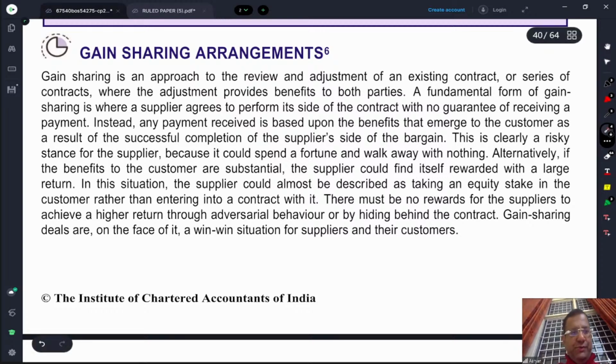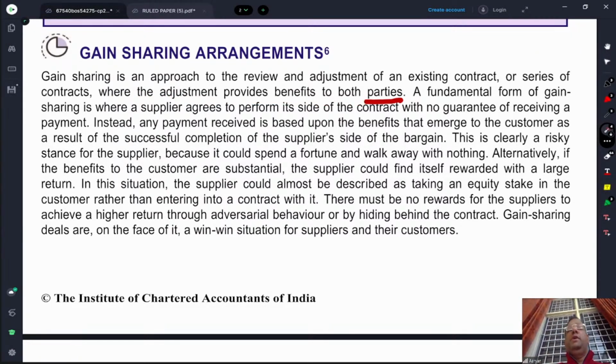Approach to the review and adjustment of an existing contract or a series of contracts where the adjustment provides benefit to both the parties. Gain sharing is an approach that will review and adjust an existing contract or a number of contracts, subcontracts, where the adjustment benefits both parties.